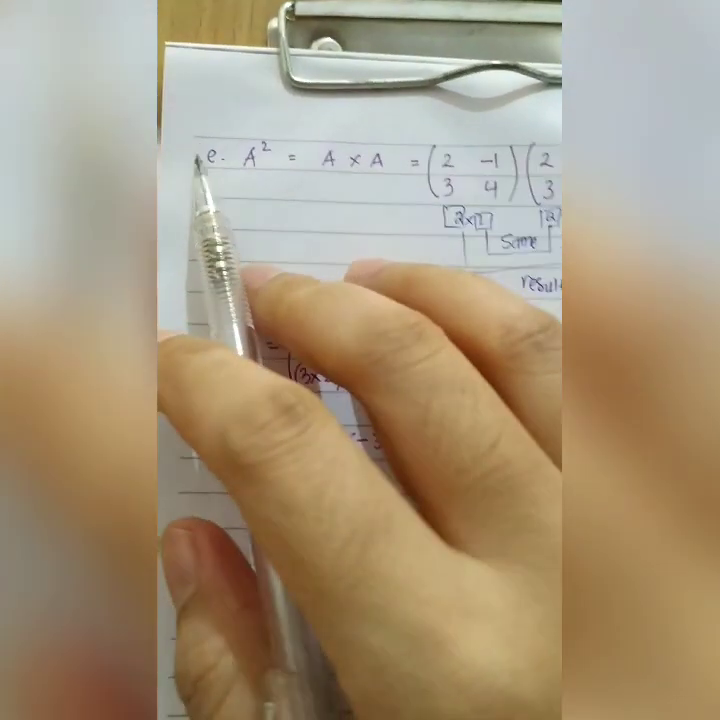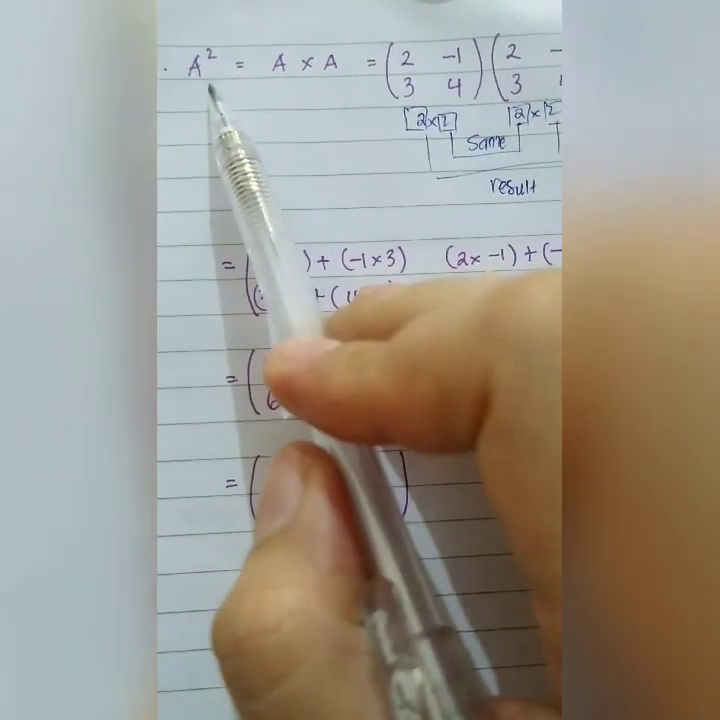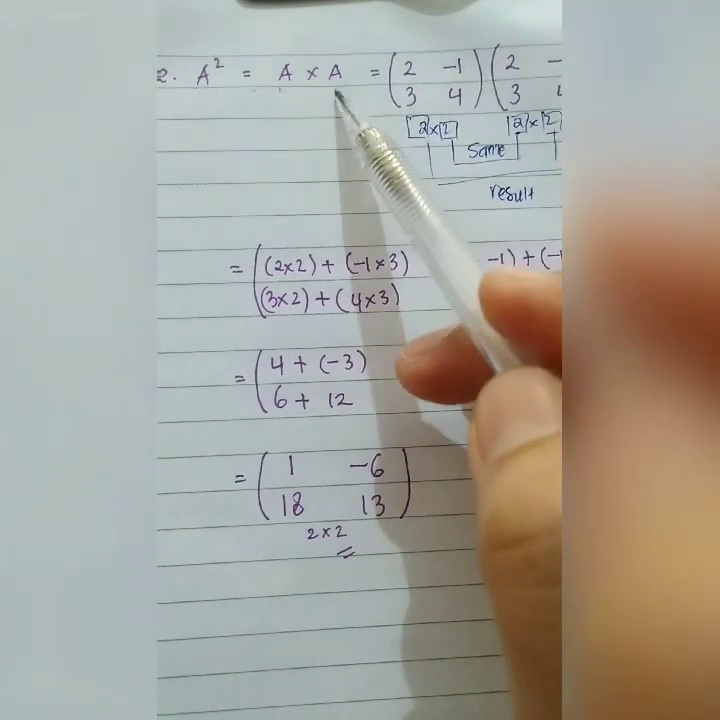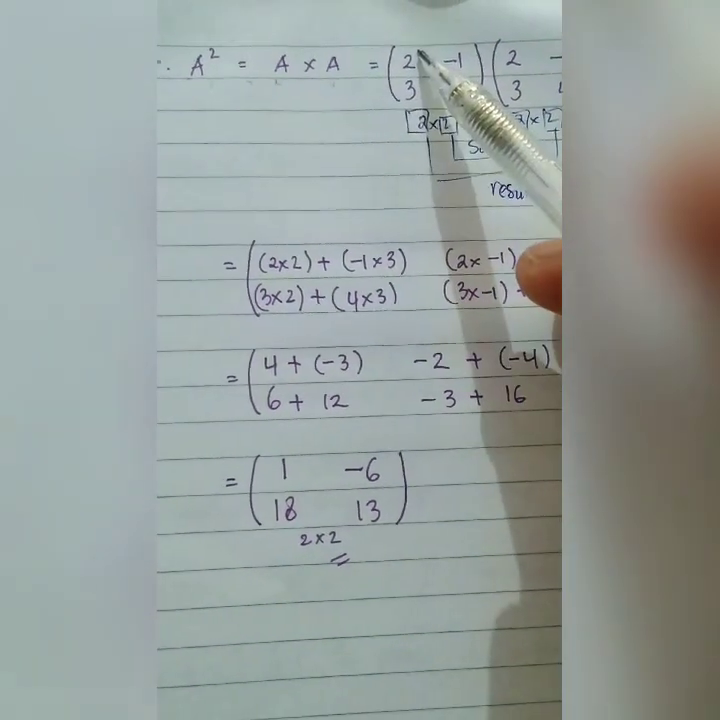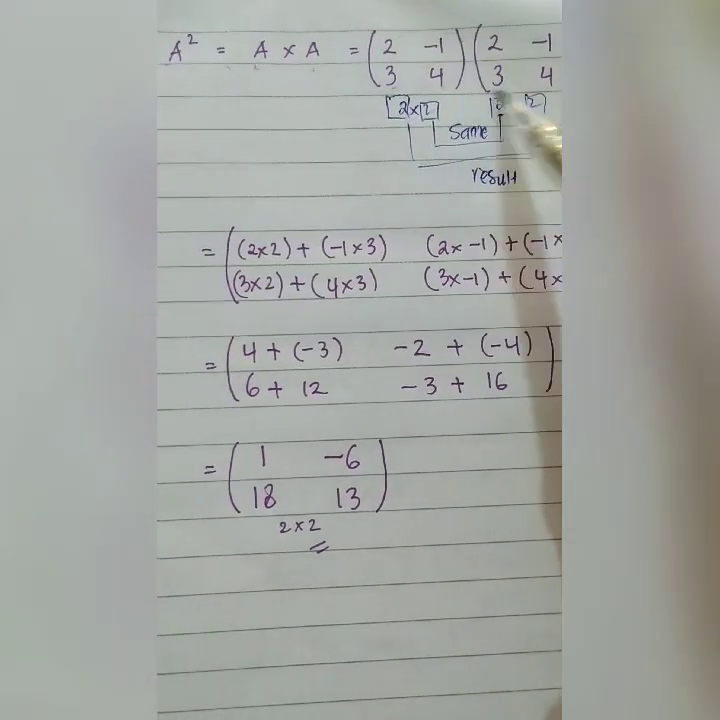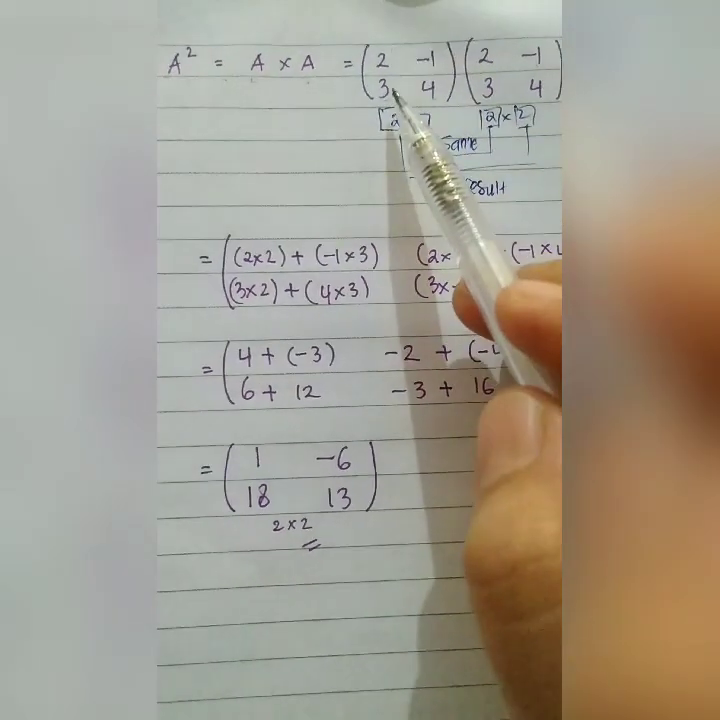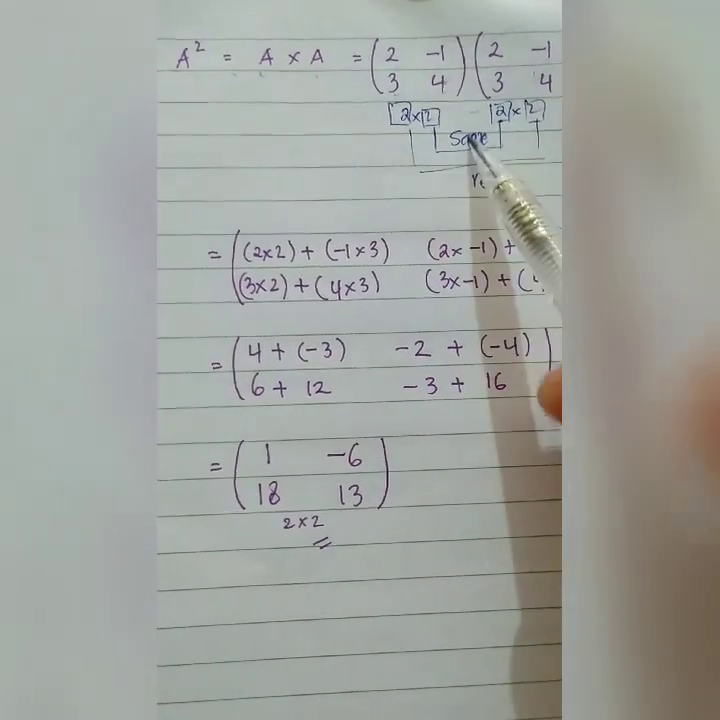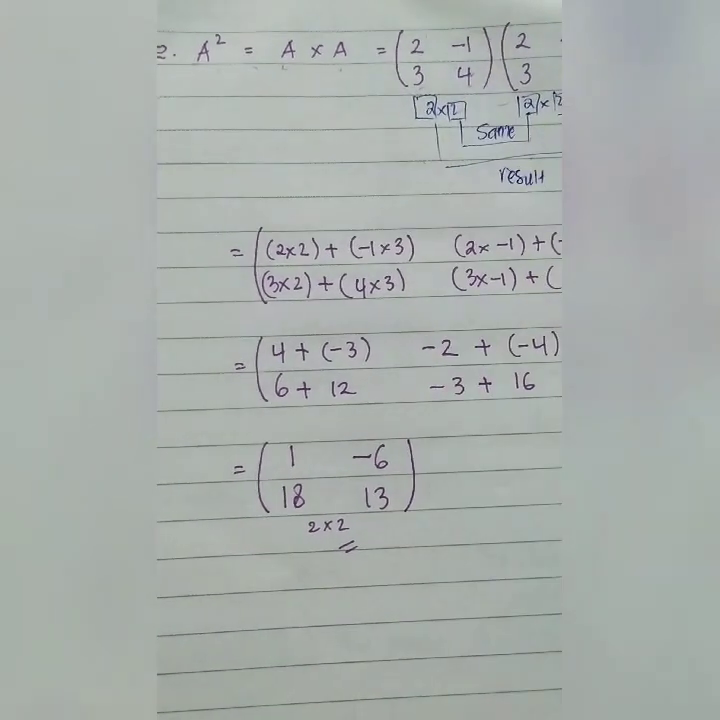We jump to the last one. Last question is part E. If there's a question, A squared, that means A times A, right? Where matrix A is 2, negative 1, 3, and 4. So we multiply the same matrix twice, this one times this one. Of course, they have the same order, so the result must have the same order too.